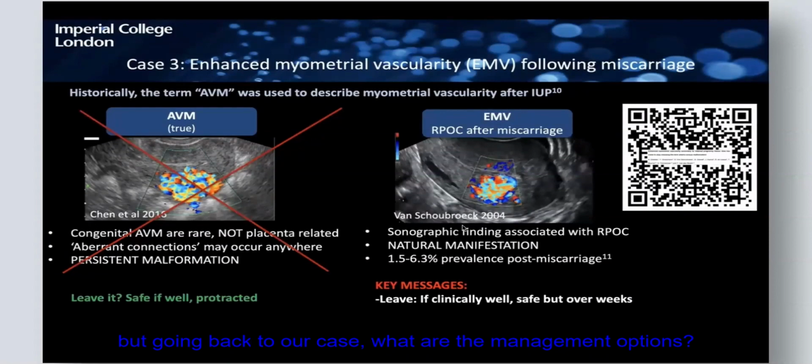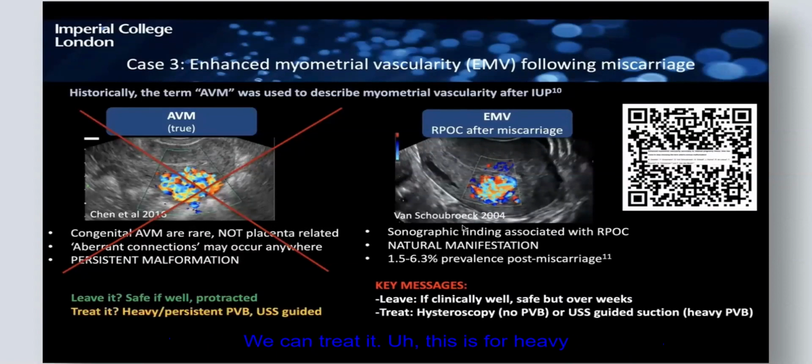But going back to our case, what are the management options? We can leave it. This is safe to do so in the absence of heavy bleeding, but the course can be protracted over a number of weeks. We can treat it. This is for heavy or persistent PV bleeding, or just due to patient choice. Maybe the patient doesn't want to have a protracted course of management.